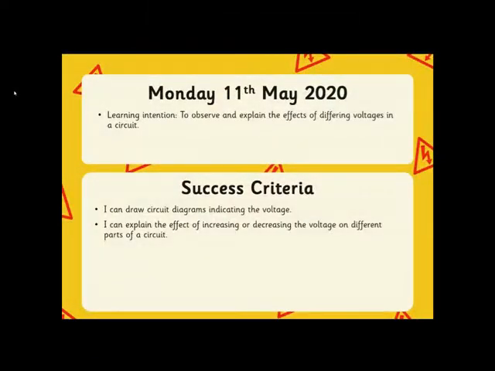Today is Monday, 11th May 2020. Our learning intention is to observe and explain the effects of differing voltages in a circuit. By the end of this session, you should be able to draw a circuit diagram indicating the voltage. You should be able to explain the effect of increasing or decreasing the voltage on different parts of a circuit.